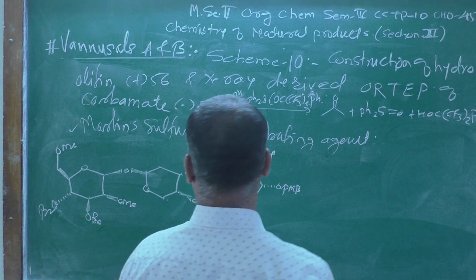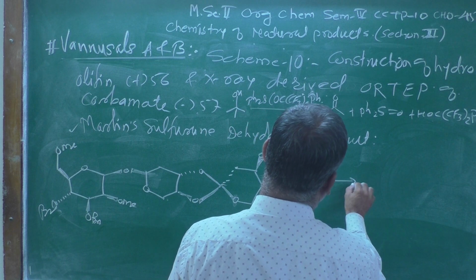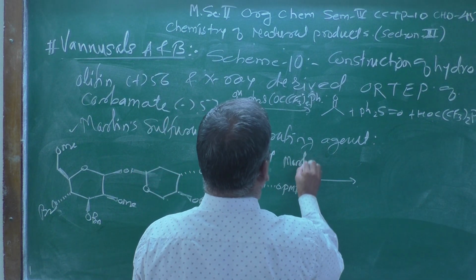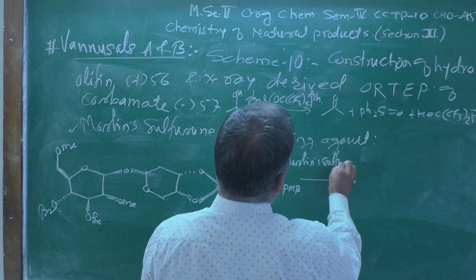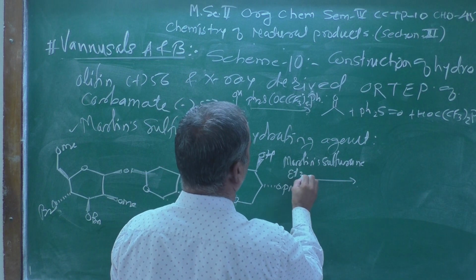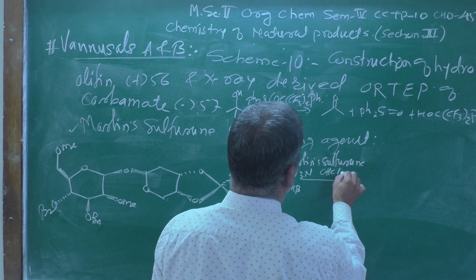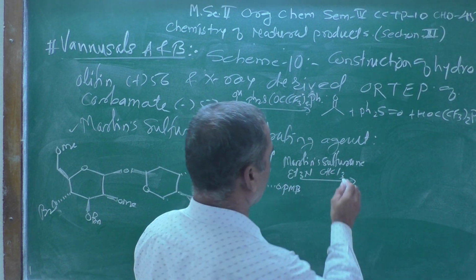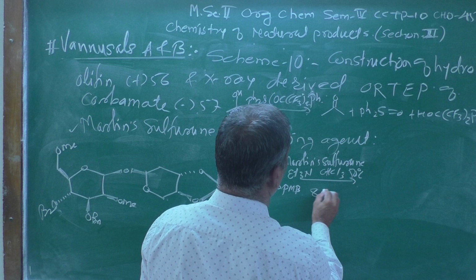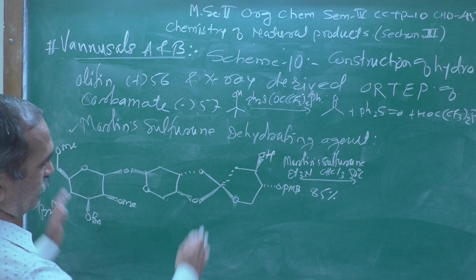And after that, this compound is treated with the reagent Martin's sulfurane, triethylamine, chloroform as a solvent, a temperature of 50 degrees centigrade is kept, and you will get an 85% yield. Now this is a big molecule.